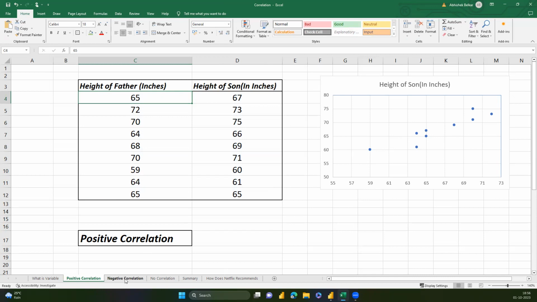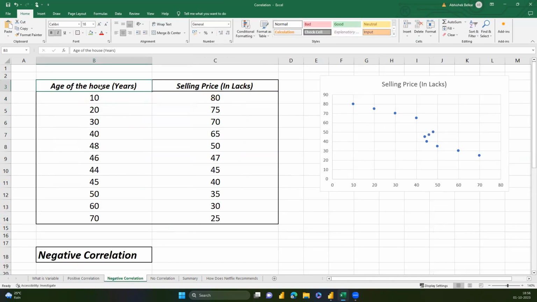What about negative correlation? So let's say there are two variables. Let's take a real estate example. We have the age of the house and the selling price. If the age of the house is lesser, the selling price is more, since it's a new construction. What we see is that as the age of the house increases, the selling price decreases. So this is the perfect example of negative correlation.